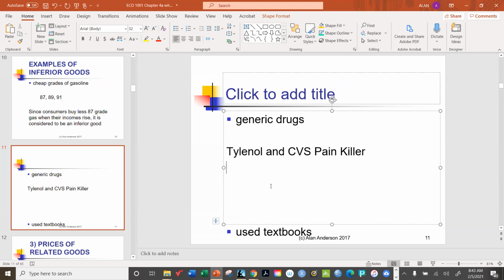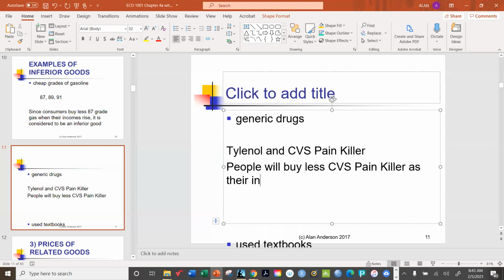the Tylenol is more expensive because it's a brand name. You see it advertised on TV, you know it very well. CVS is a generic because it has the label of the pharmacy on it. And so in general, people will buy less CVS painkiller, and of course, that means more Tylenol as their incomes rise. In other words, they start to feel like they'd rather have the Tylenol, and now that they can afford it, they'll switch away from the CVS painkiller to the Tylenol. And you can make that case for a lot of different products.